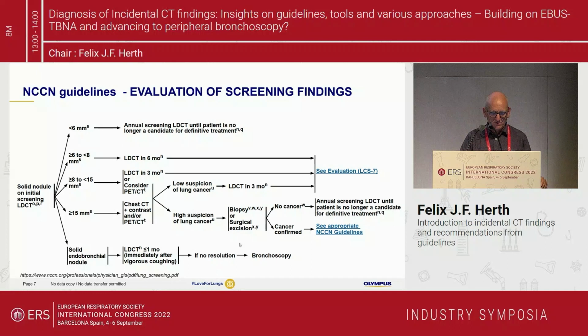But when you have high suspicion, the guideline just leaves it up to you what you do. Biopsy, whatever that means. So there is no clear recommendation from the guidelines on what you should do when you have a nodule. So then it's up to us. And that is also a little bit influenced by where you are.